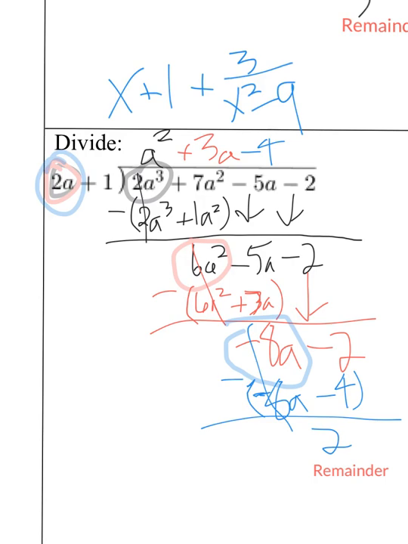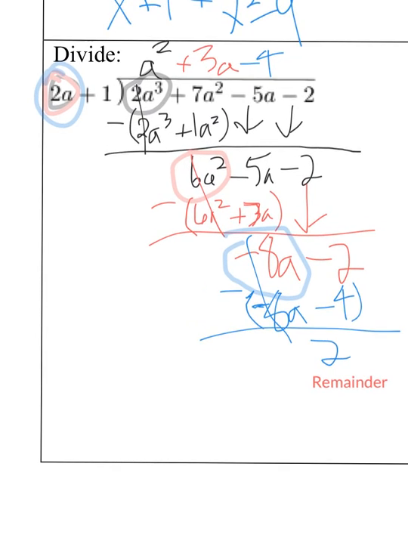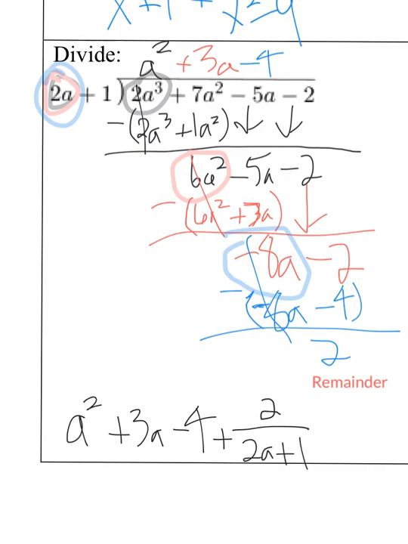And so let's write our final answer then. A squared plus 3a minus 4 plus, and then we have our remainder of 2 over 2a plus 1.